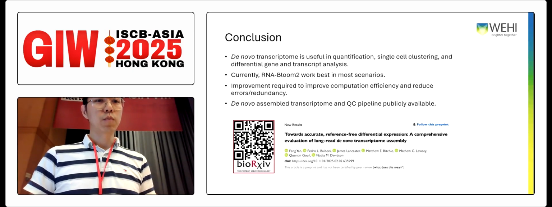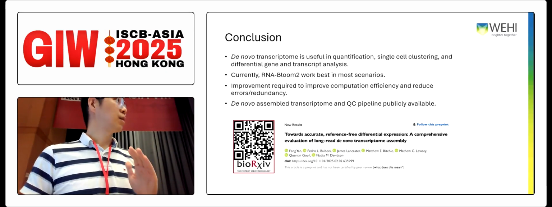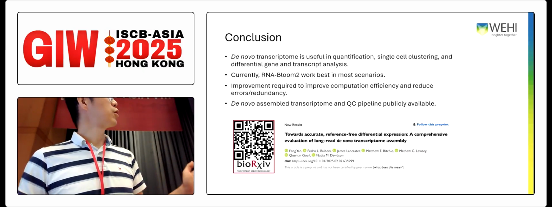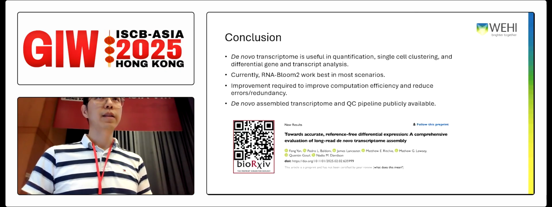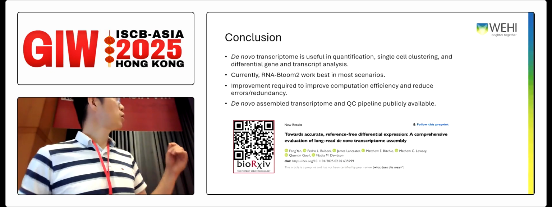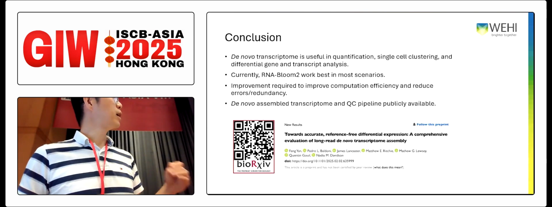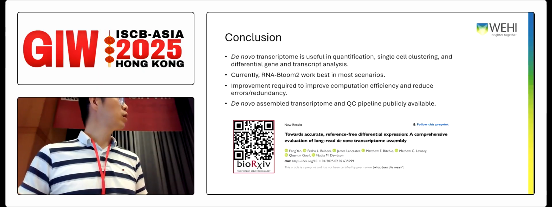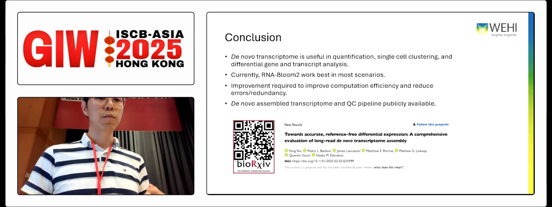Currently, we see that IsoQuant-BM2 is working best in most scenarios. However, we do expect substantial improvement of current methods because we find the computational efficiency is not ideal, and a lot of high error regions were not being solved correctly. All the assembled data and all the code are available. And if you're interested in our work, please feel free to read this preprint on bioRxiv.